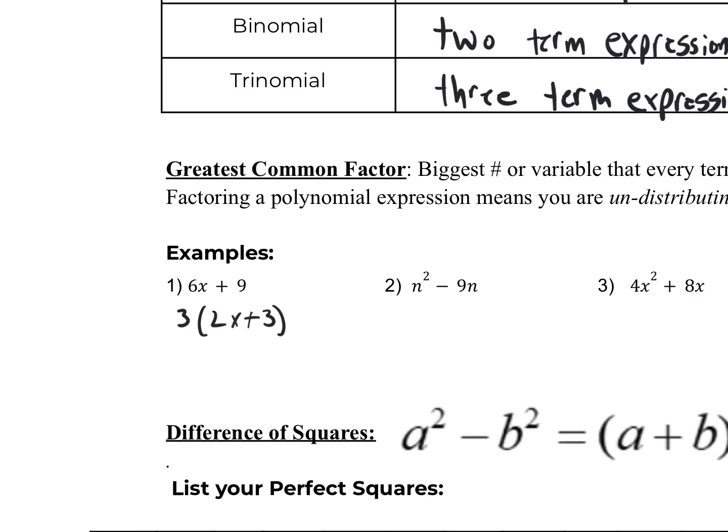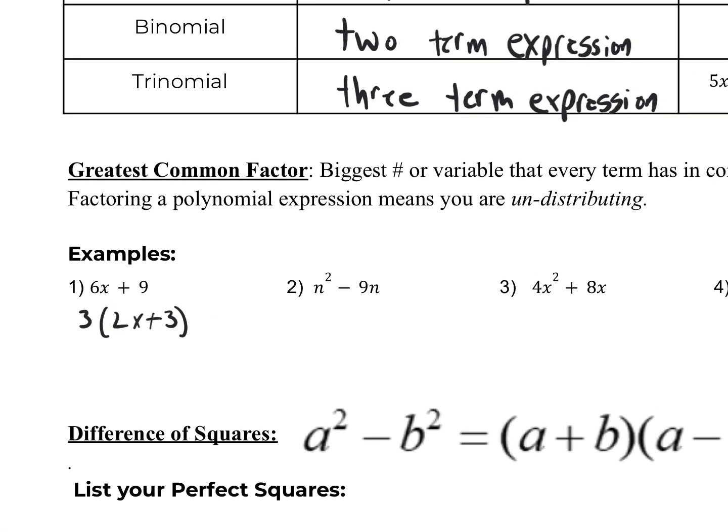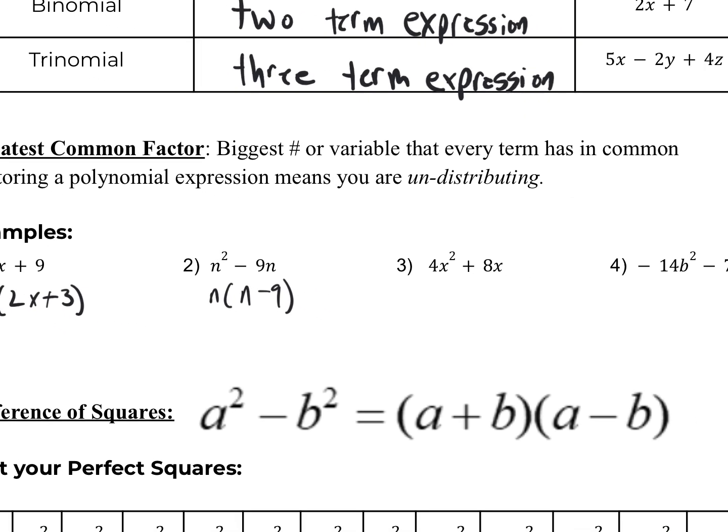All right, looking at number 2 here, n squared minus 9n. Both of those have an n in common. Okay, so both of those can afford to give up an n. And when I take an n away from both of those, that leaves me with an n minus 9. Of course, when I redistribute, n times n is n squared, n times negative 9 is negative 9n.